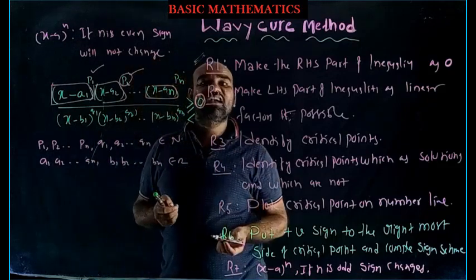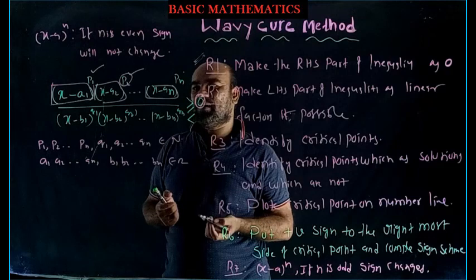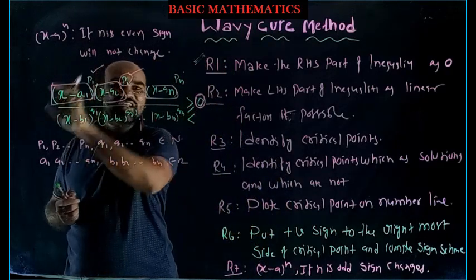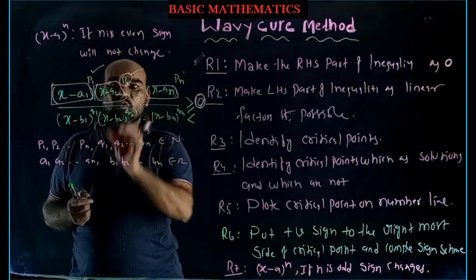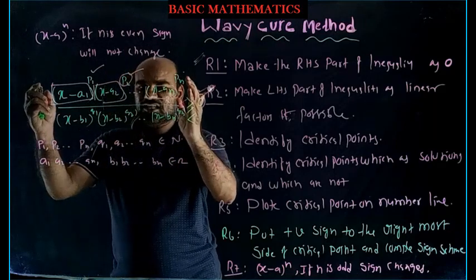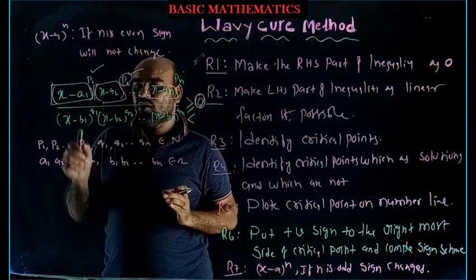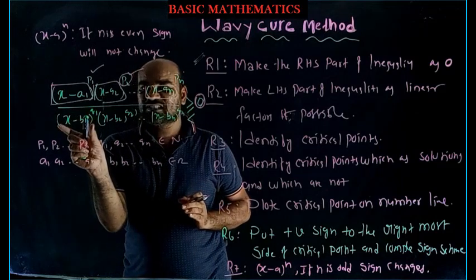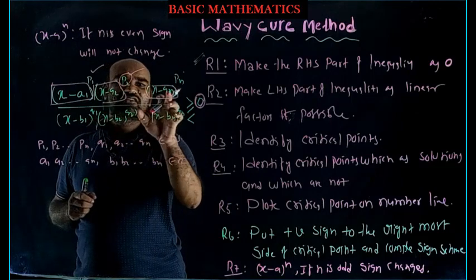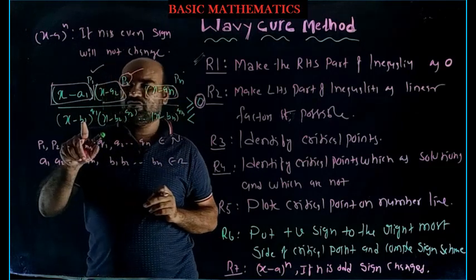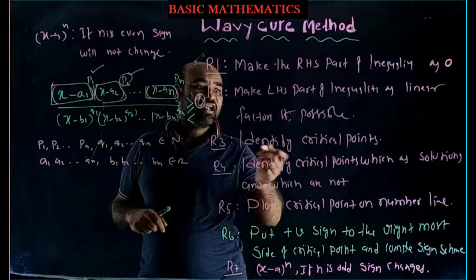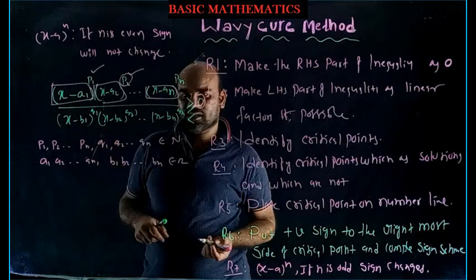Next, identify the critical points. First of all, I want to explain what critical points are. The values of x for which this bracket becomes 0 is called one of the critical points of this expression. The values of x for which this bracket equals 0 is another critical point of the LHS part. a1 is one critical point, a2 is another critical point, and so on, an is another critical point, b1 is one critical point, b2, b3 are critical points, and so on. So you should identify the critical points.